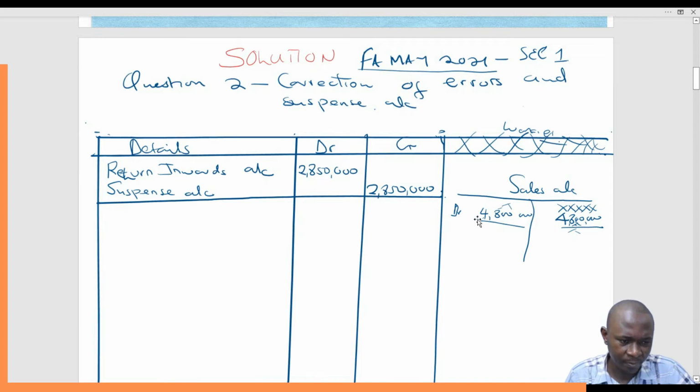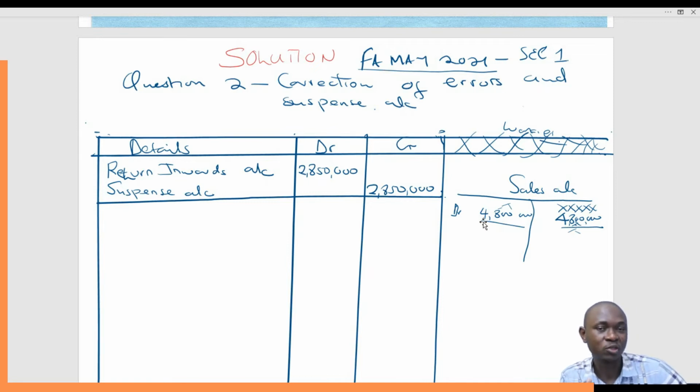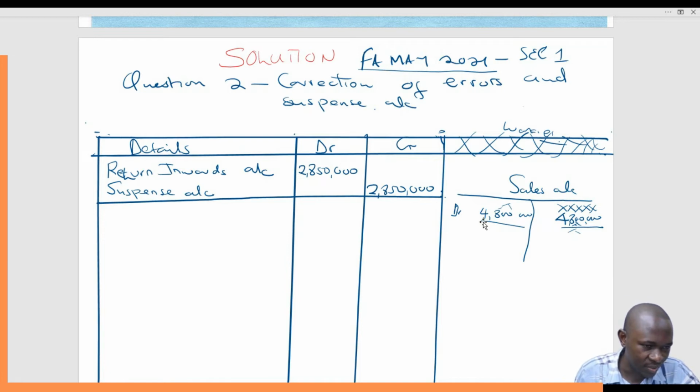So we will debit the sales account, and which other account are we going to affect? The suspense account. It means this had affected the suspense account. It's one of the reasons why the suspense account is not balancing. Remember, we placed 1.1 million under suspense account. So we'll simply come here and say debit sales account. Why are we debiting? So as to correct the overcast amount in sales.